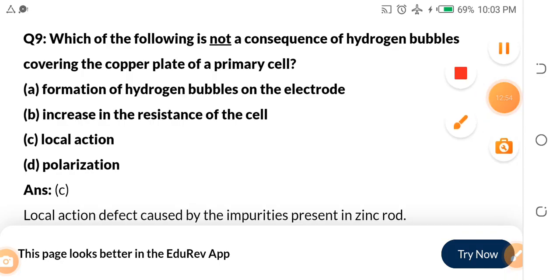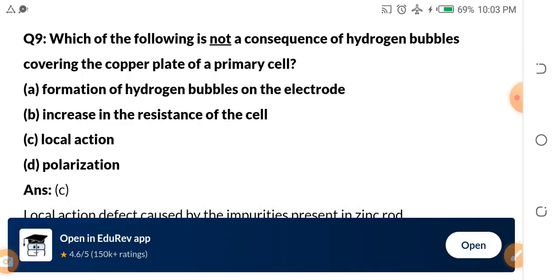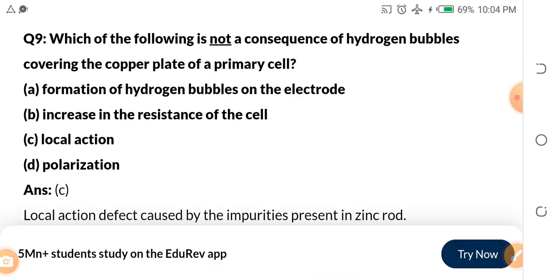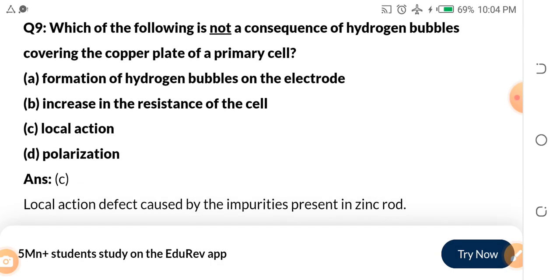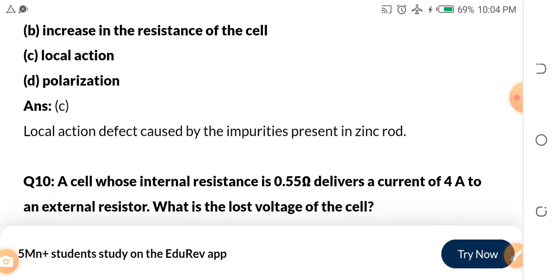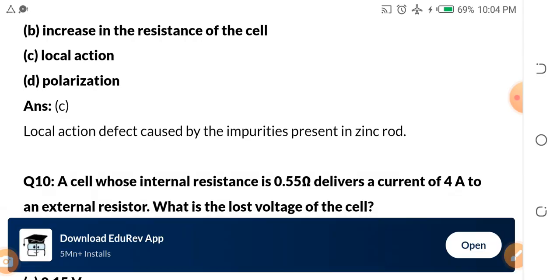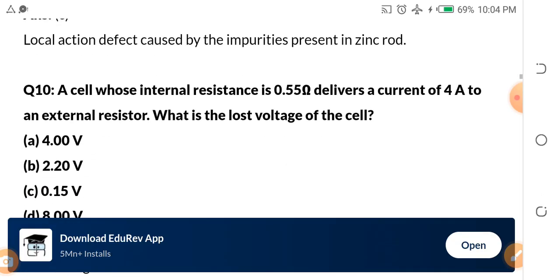Which of the following is not a consequence of hydrogen bubbles covering the copper plate of a primary cell? A, formation of hydrogen bubbles on the electrode. B, increase in the resistance of the cell. C, local action. D, polarization. Let me take the question again. The answer is local action. Local action is not a consequence, okay? Local action is a defect caused by the impurities present in the zinc rod, okay?